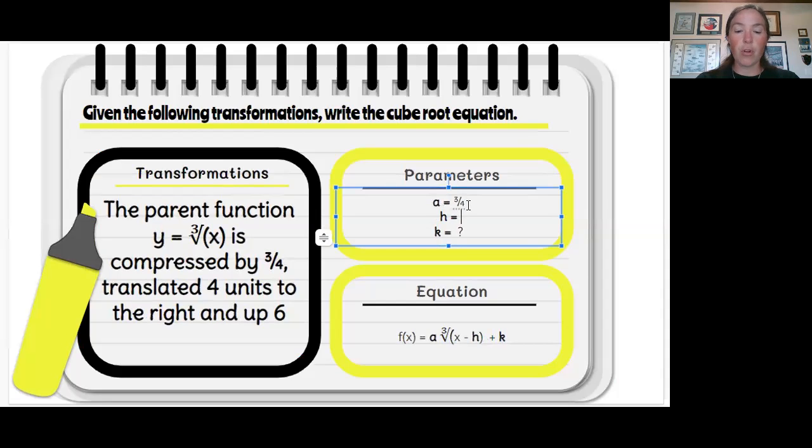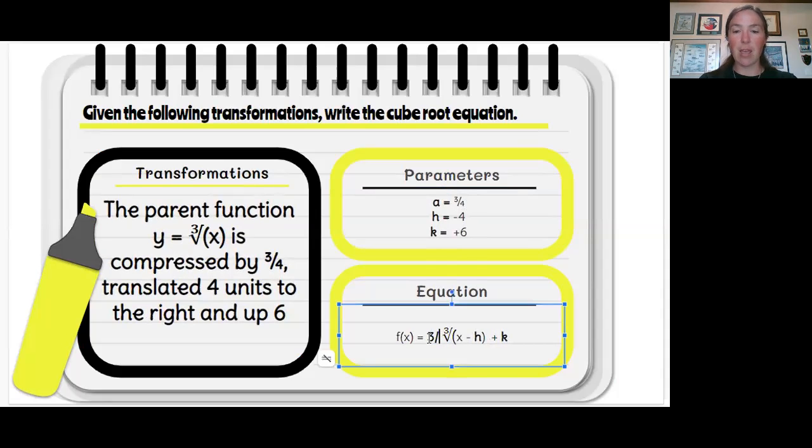It's translated 4 units to the right. So remember, if we're going to the right, generally that would be towards positive numbers, but everything is opposite. So this is going to be a -4. That's how we get it to go to the right. And then up 6 would be a +6. Now again, I'm putting the plus just so that when we go to put it into the equation, we don't forget.